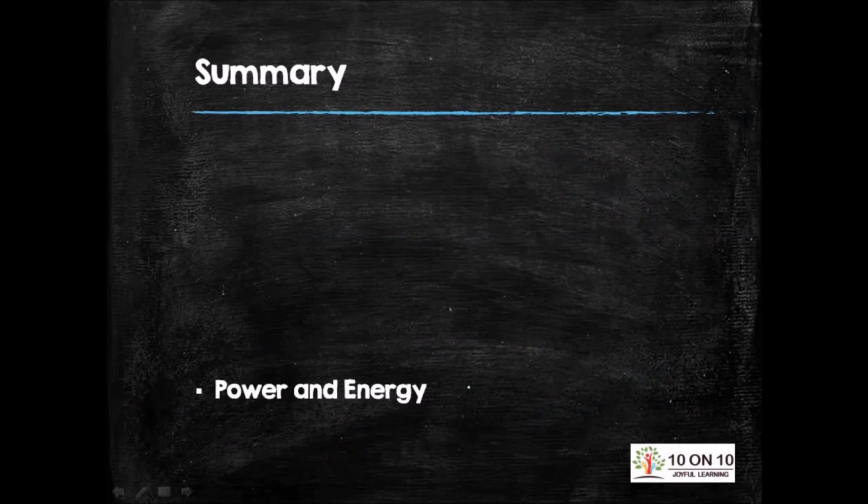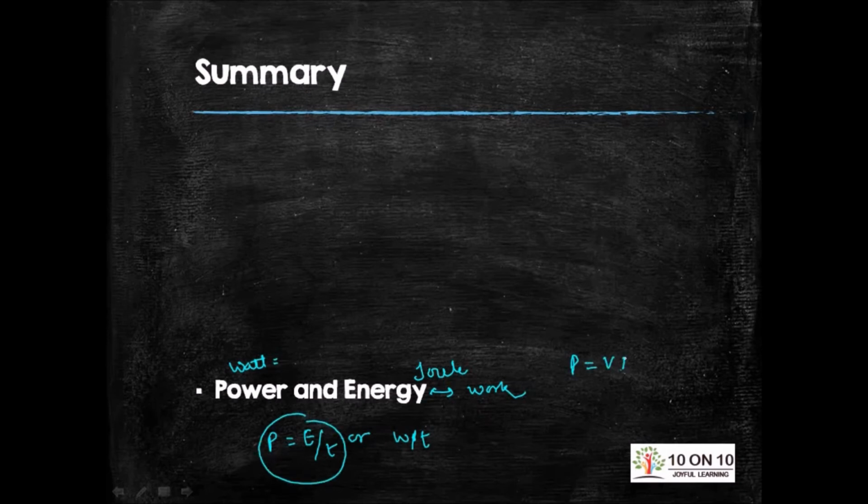And then we did power and energy. Energy and work are one and the same thing, and its unit is joule. Power's unit is watt. Power is the rate of doing work, and that is why power is energy upon time or work upon time. We have seen four formulas of power, and that was power is equal to VI, power is equal to I square R, and we'll see the list of the formulas later on. So power has so many formulas.